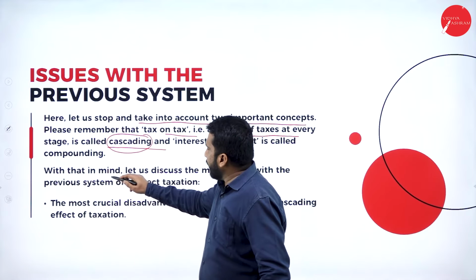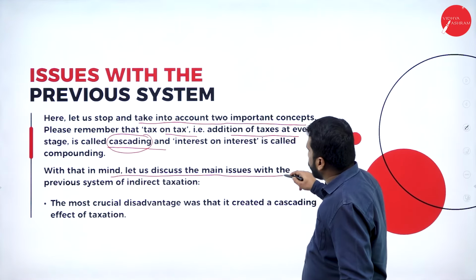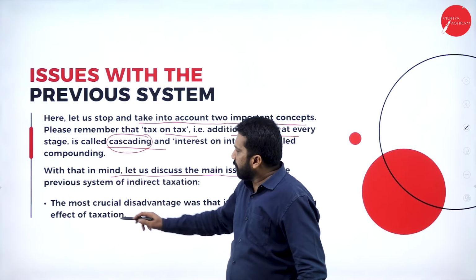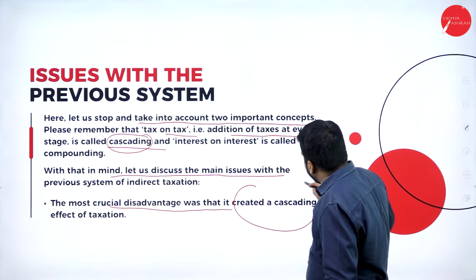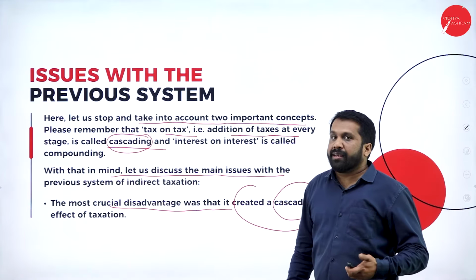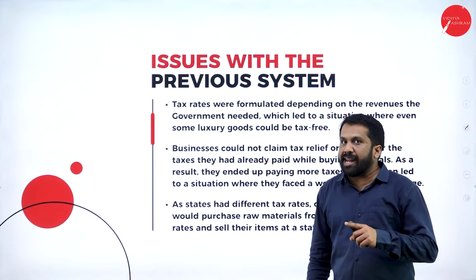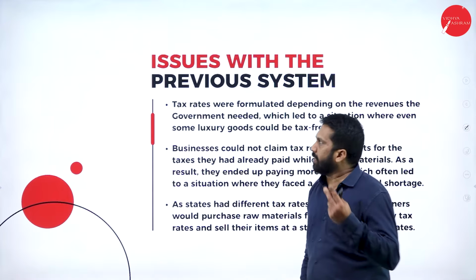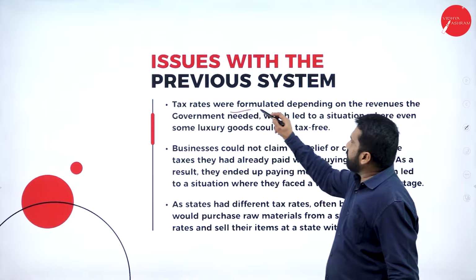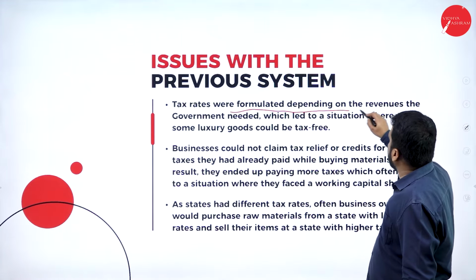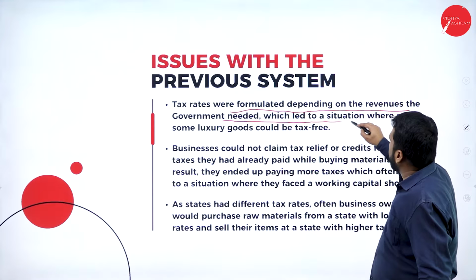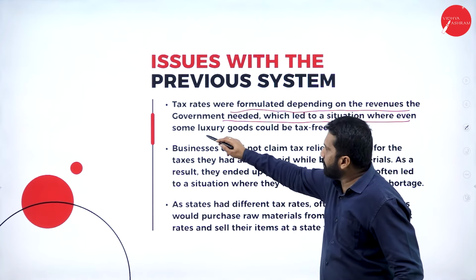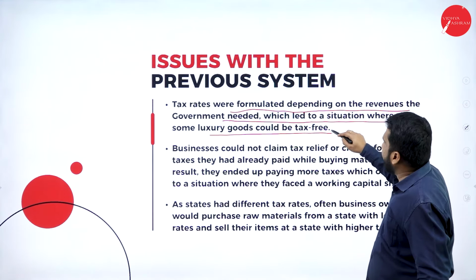Second, with that in mind, let us discuss the main issues with the previous system. The most crucial disadvantage was that it created cascading. As I explained, cascading means paying tax on the same goods twice. And the second point: tax rates were formulated depending on the revenue the government needed, which led to a situation where even some luxury goods could be tax free.